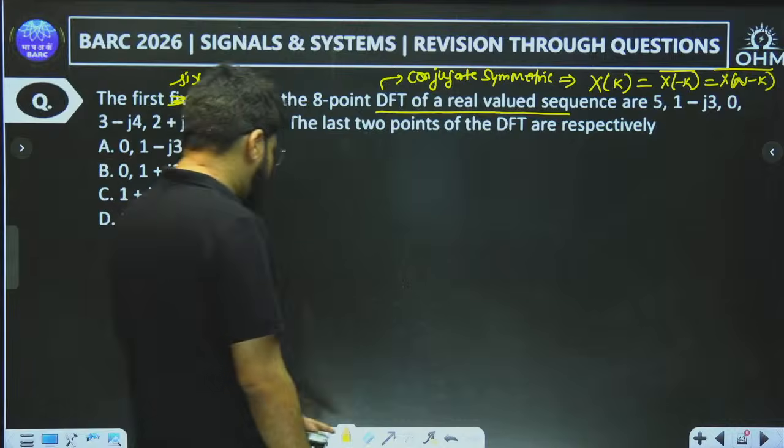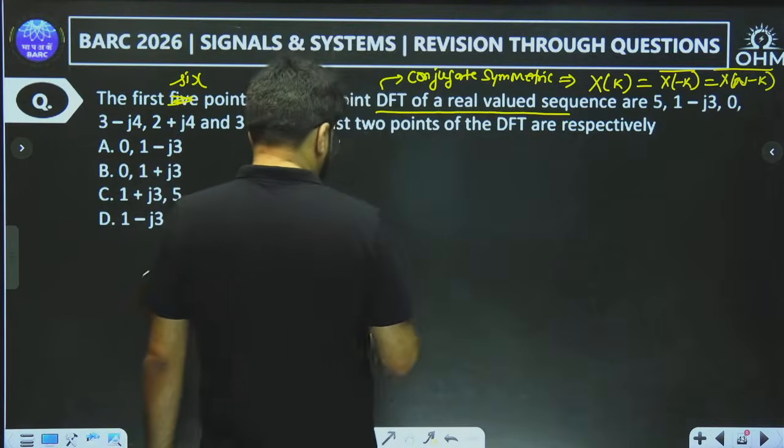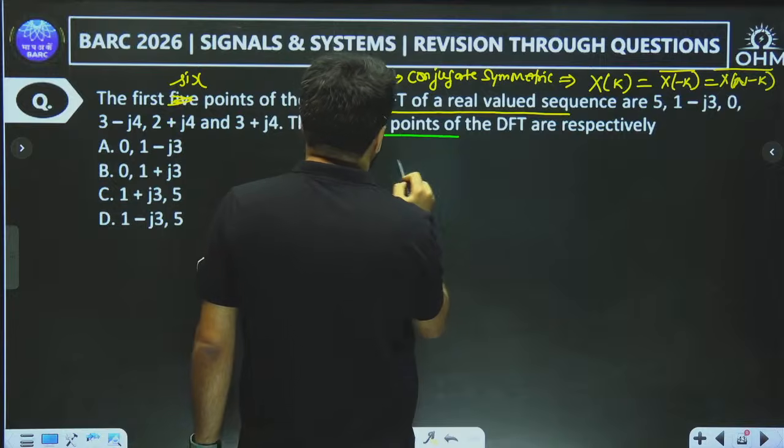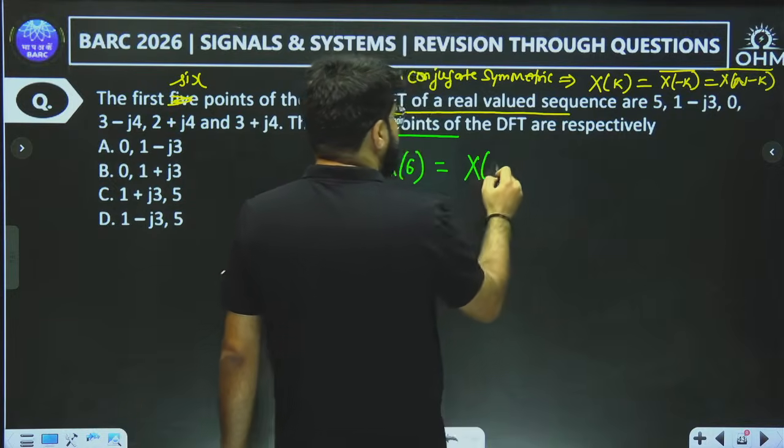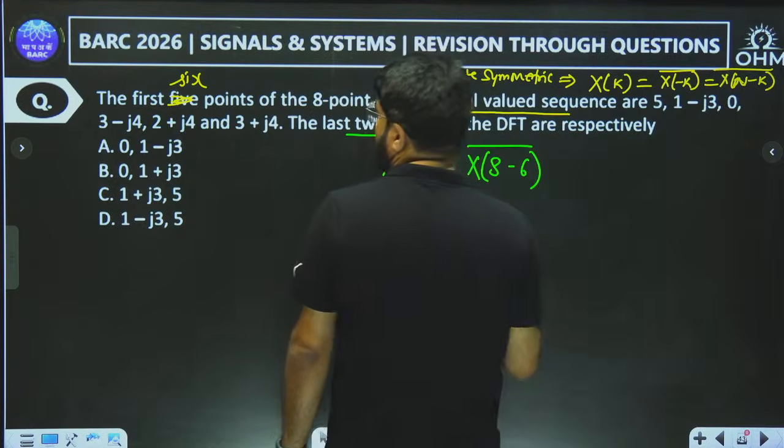So, what are the last 2 points? The last 2 points will be x6 and x7. What is x6 by the conjugate symmetry? X of 8 minus 6, whole conjugate. Now, what all is given?